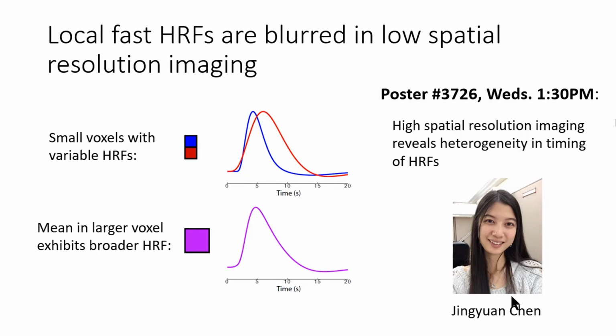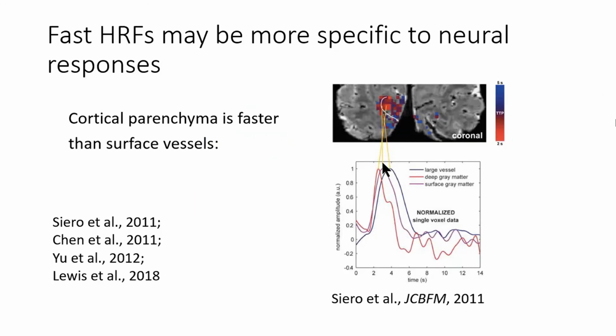There's an interesting poster by Jingwan Chen on Wednesday that talks about this relationship of high spatial resolution imaging to fast hemodynamic responses. The other intriguing aspect of fast hemodynamic responses is that they may actually buy you better specificity. This was also mentioned briefly in the last talk, but it's been shown pretty reliably now that the deep gray matter has quite fast BOLD responses, whereas many of the large slow signals that we were seeing were actually coming from vessels at the surface of the brain.